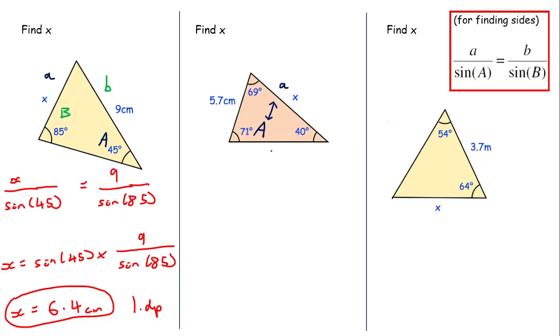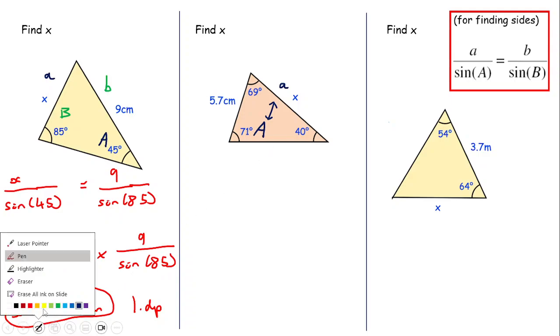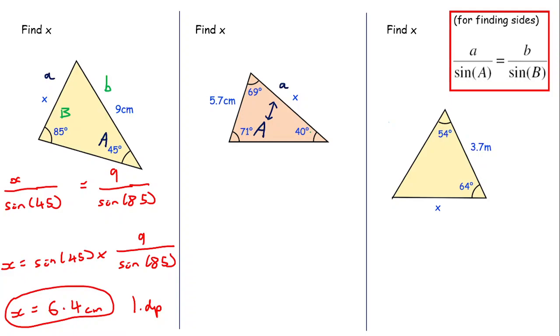So here, I've got to use the other angle, which is 40, because opposite that 40, I've got that side there, which is 5.7. So that side's going to be side B. This angle here is going to be angle B. They've got to be opposite pairs of sides and angles, shown by the arrows here. The angle 69 has got nothing opposite it, so I can't use that one.